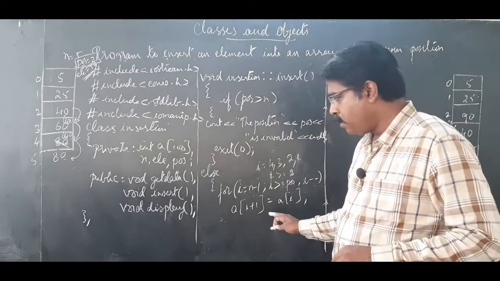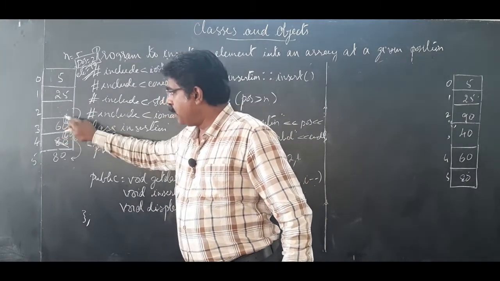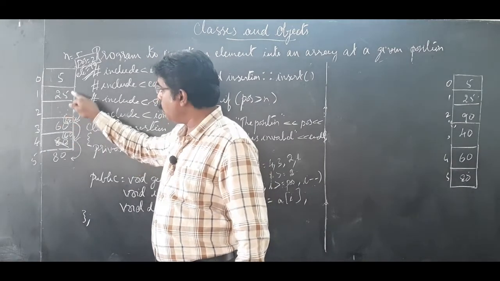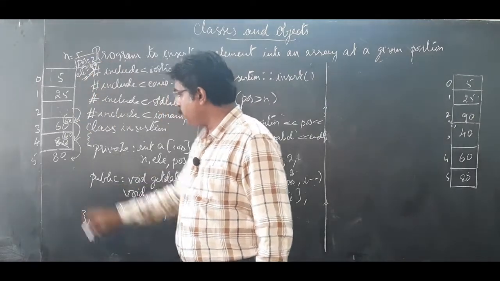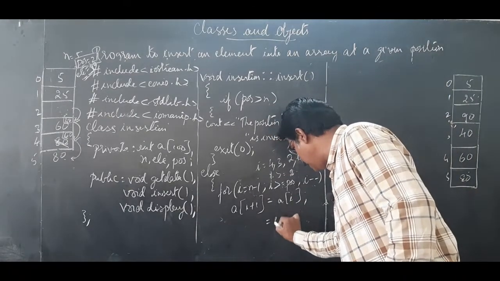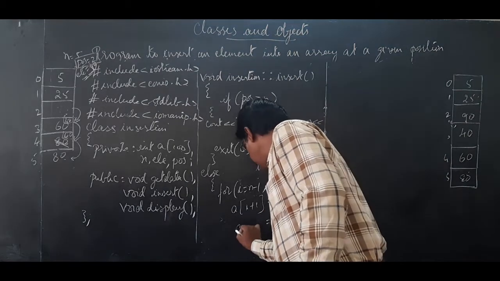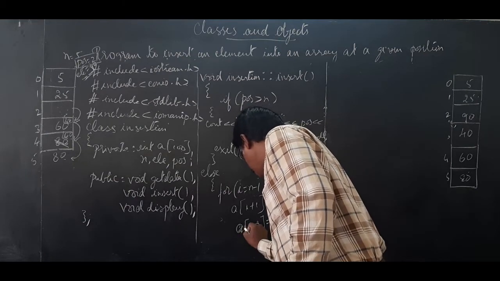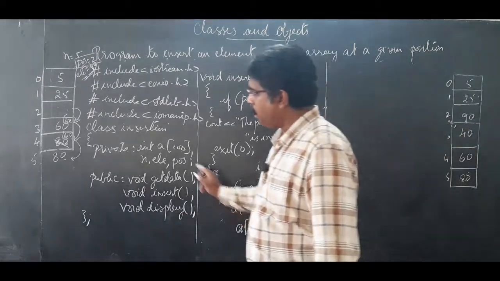After shifting, what we need to do? Let us imagine there is a space created. 40 has come here. Let us imagine a space is created. In this created space, we are going to insert the ELE. ELE, I hope you know that it is 90. So 90 will be inserted at the space created. ELE is inserted here at A of POS. So ELE is 90, A of POS is 2, now 90 comes over here.